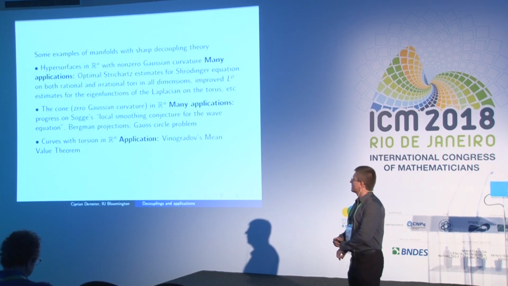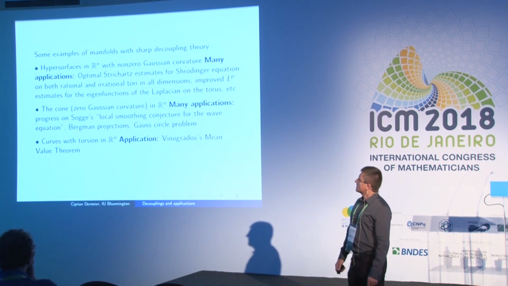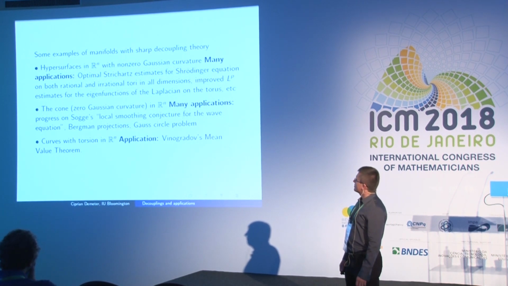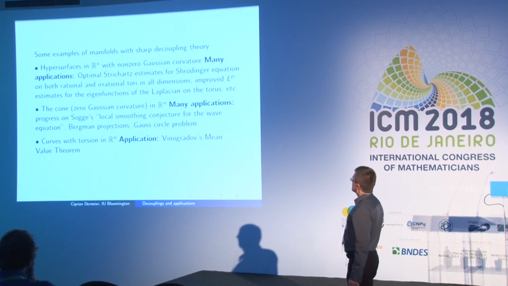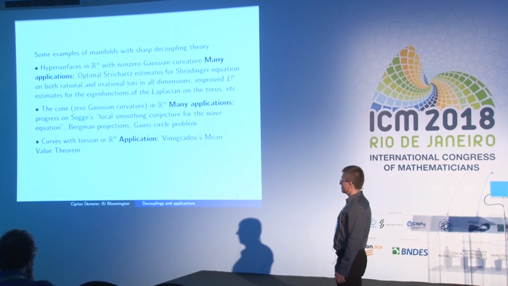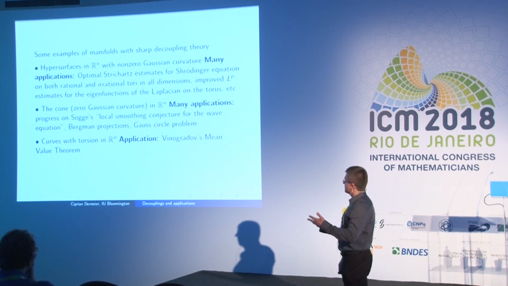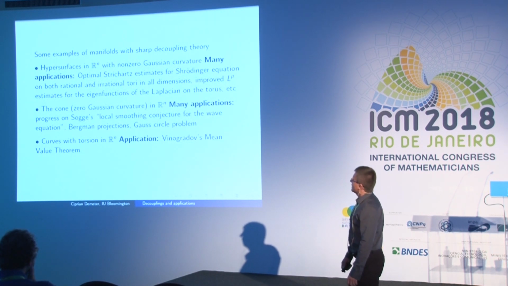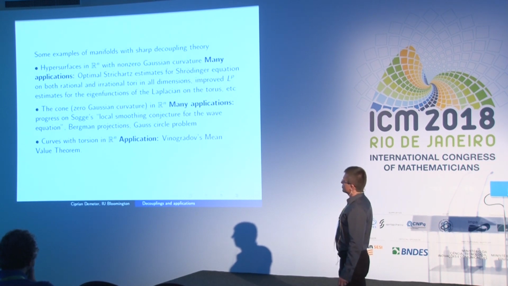Let me go briefly over some of the examples, summarizing also some of the things that I said earlier. We now understand the decoupling theory in a sharp way for all hypersurfaces with non-zero Gaussian curvature. There's lots of applications. Perhaps most of the applications are here. Strichartz estimates. We can improve the moments for eigenfunctions of the Laplacian on the torus. This is part of a bigger problem. We can address somewhat successfully this manifold, the torus. We solved the cone. This has 0 Gaussian curvature. We made progress on the local smoothing conjecture. There are applications in complex analysis, Bergman projections.